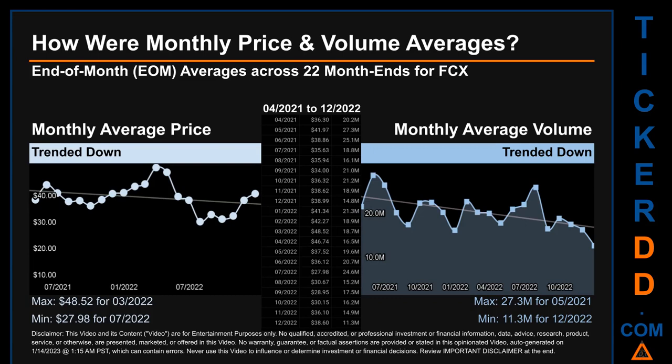The maximum end of month average price was $48.52 for 03/2022, while the minimum was $27.98 for 07/2022. Looking at volume, 05/2021 and 12/2020 respectively saw the highest and lowest monthly average volume at 27.3 million and 11.3 million.